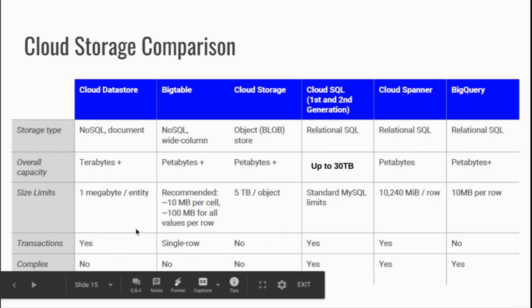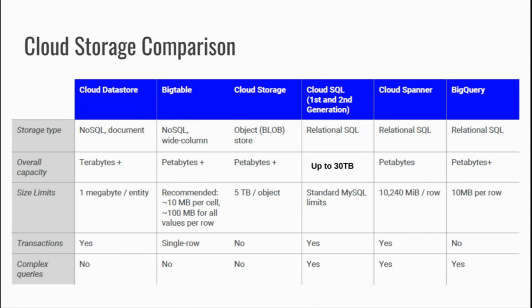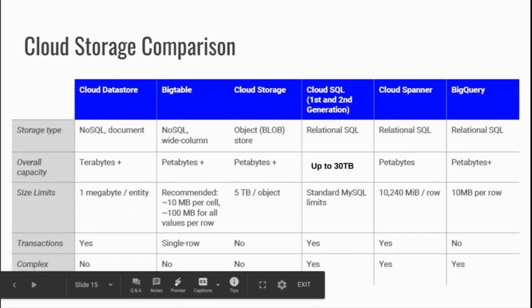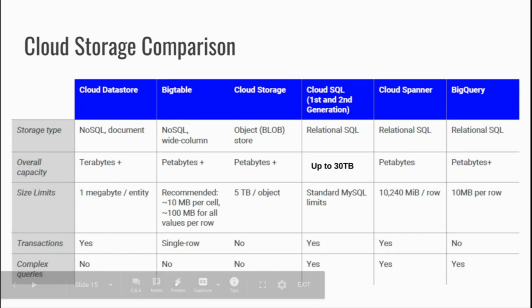And if you have complex queries and everything, then you can see Cloud SQL, Spanner, and BigQuery are completely SQL compliant, where you can build complex queries. If you want transaction support, then you have to look at Cloud SQL or Cloud Spanner or even Cloud Datastore. So this is basically a comparison based on your use case of which one to choose, right? So these are the different storage options available in Google Cloud Platform.